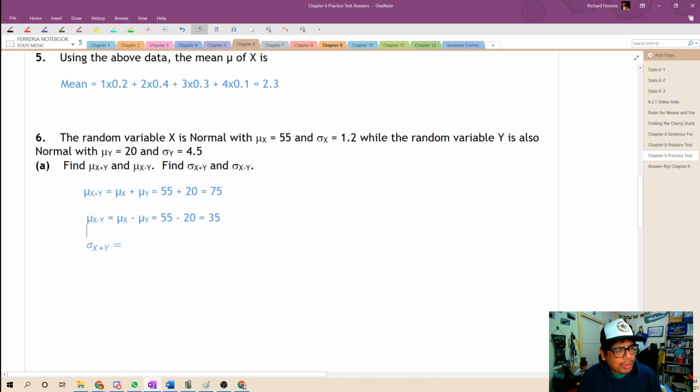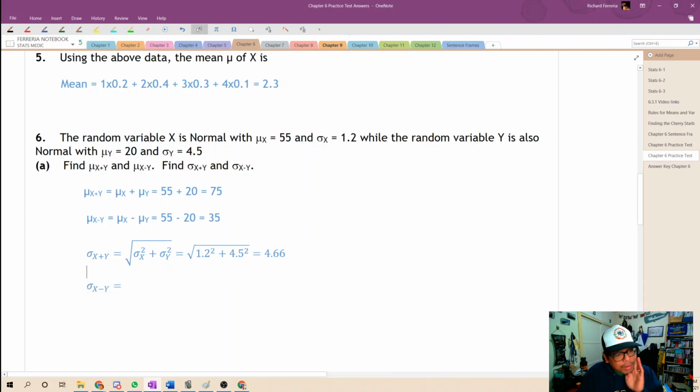Standard deviations don't exactly play the same way. For a standard deviation, you have to find the variances first, add them, and then take the square root. So the standard deviation for x plus y is equal to the square root of the variance of x plus the variance of y. So that's the square root of 1.2 squared plus 4.5 squared, which is just 4.66.